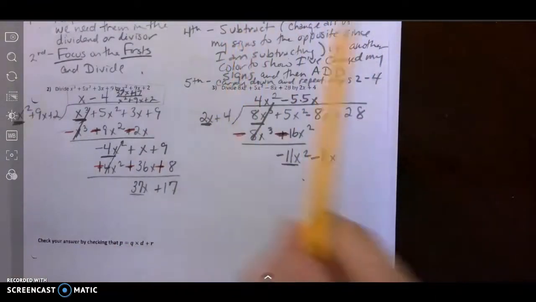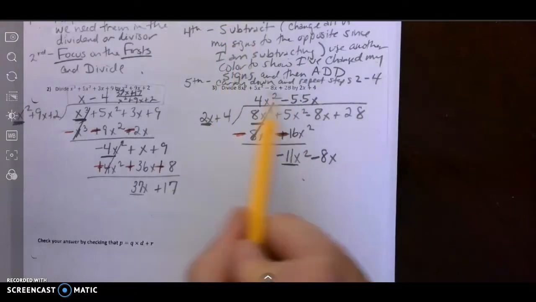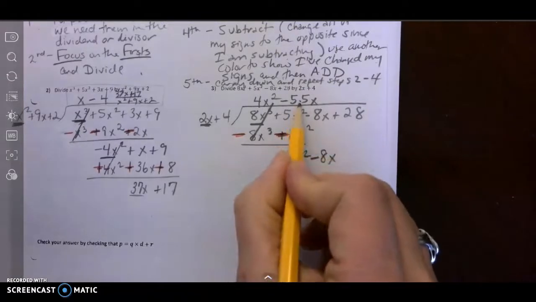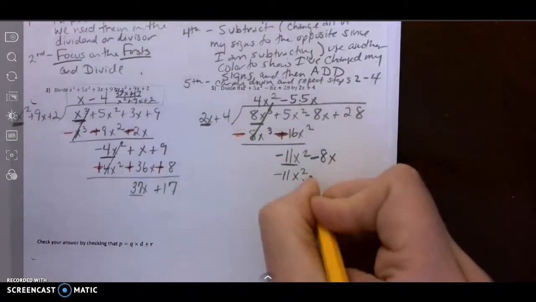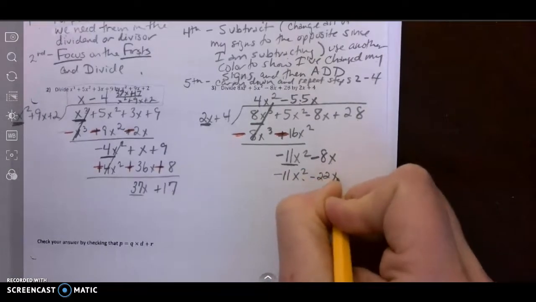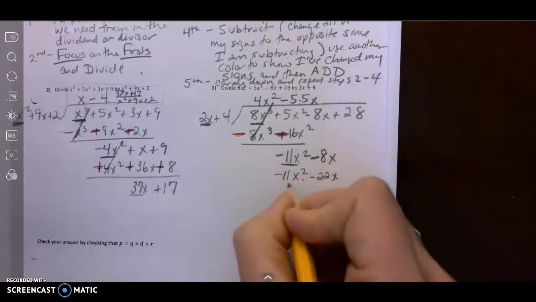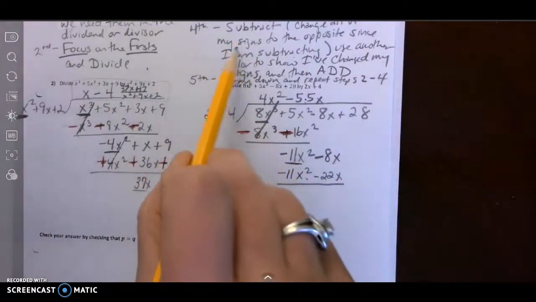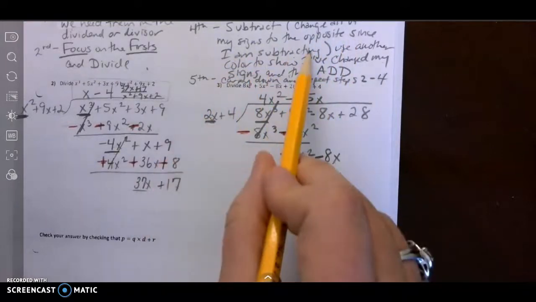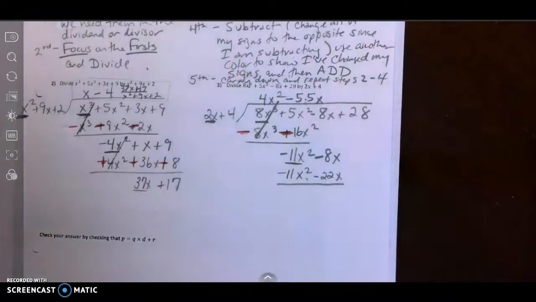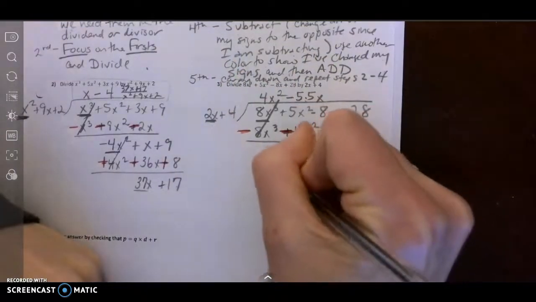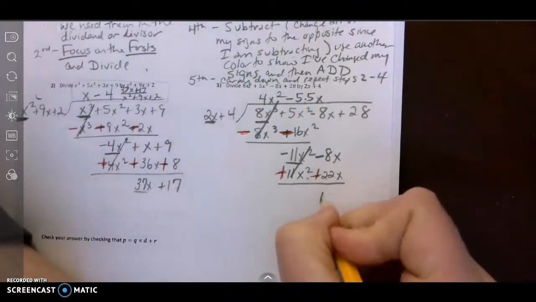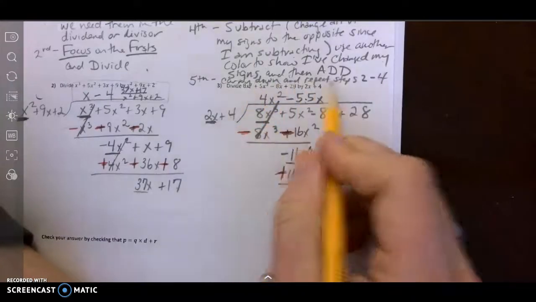And it tells me to multiply. So negative 5.5x times 2x is negative 11x squared. Negative 5.5x times 4 is negative 22x. Subtract, so I'm going to change all my signs to the opposite since I'm subtracting. Use another color to show I've changed my signs, and then add. This becomes plus, and this becomes plus. 14x, carry down and repeat.